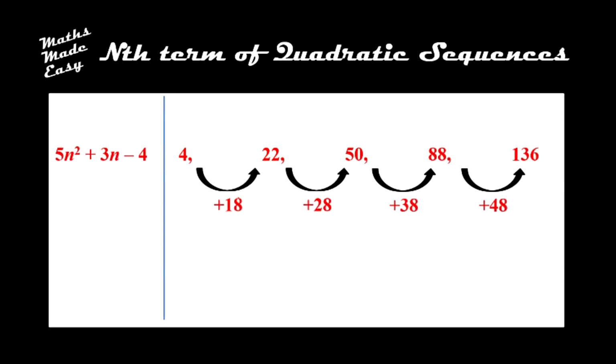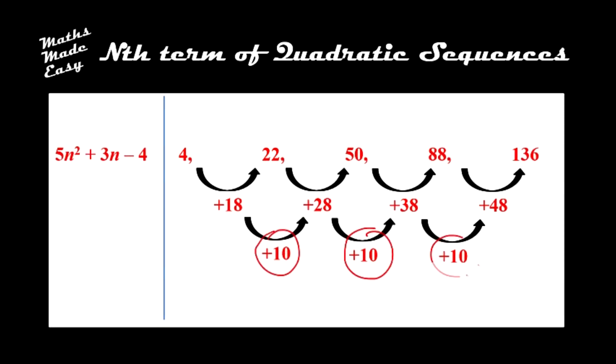However, if you find the difference between these numbers here as a separate sequence, you'll notice that they are actually the same. So to get from 18 to 28, you add 10, 28 to 38, add 10, 38 to 48, add 10. Now, a really nice little fact to do with quadratic sequences is, whatever this number here is, which is called the second difference, if you half it, so half of 10 is 5, you'll get the coefficient of n squared up here.